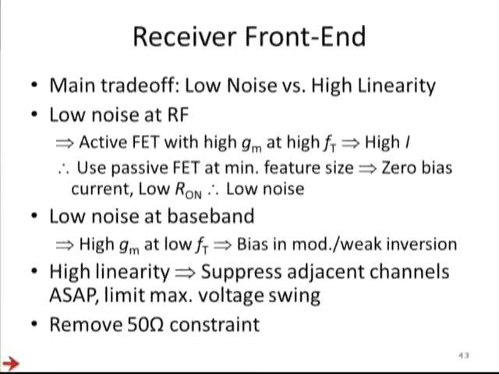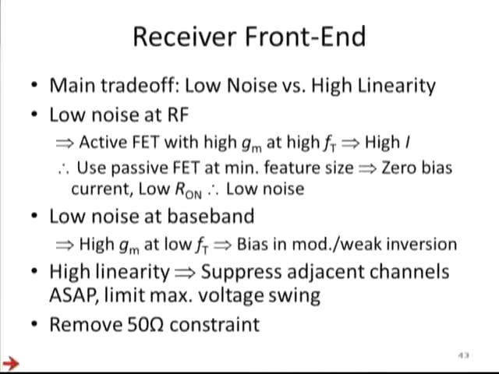If we're after low noise at radio frequencies, achieving that in active transistors is always a high power proposition because they have to provide low noise resistance or high transconductance at high FT because they're dealing with radio frequencies. And that implies a large bias current. Therefore, to overcome this, it would seem that we have to use passive transistors to handle the radio frequency signals at minimum feature size, and therefore they'll be carrying zero bias current. They'll have low on resistance, which implies low noise.